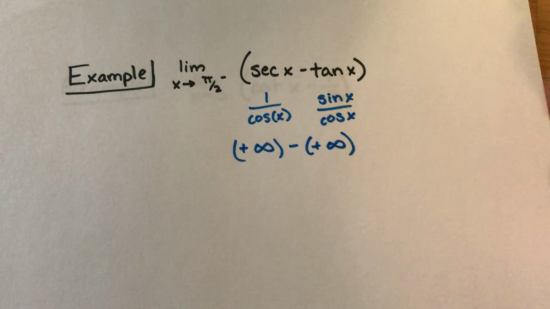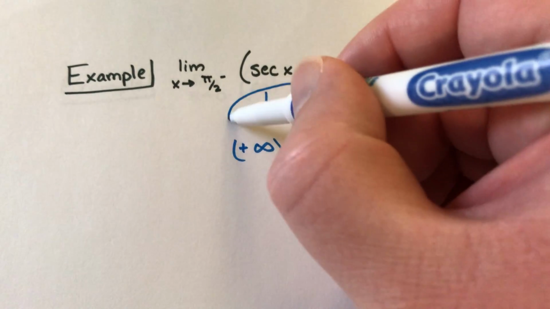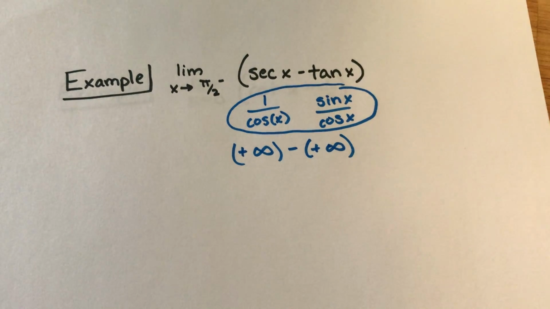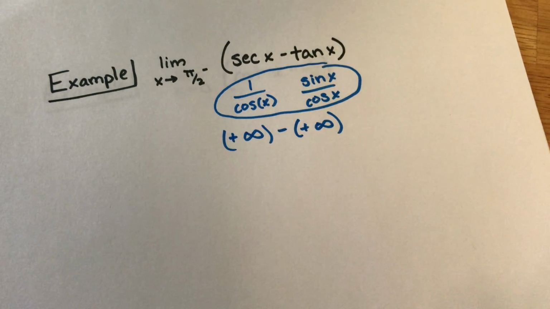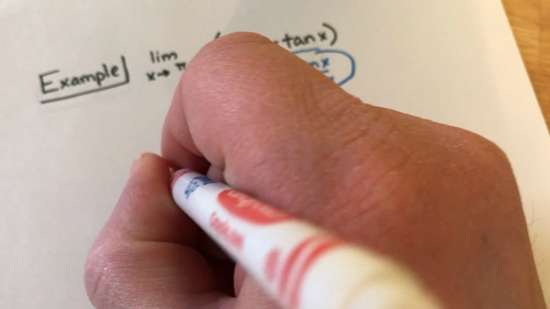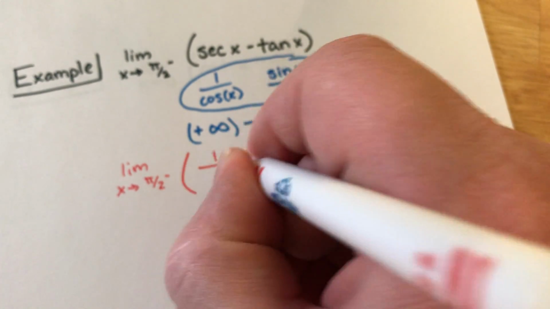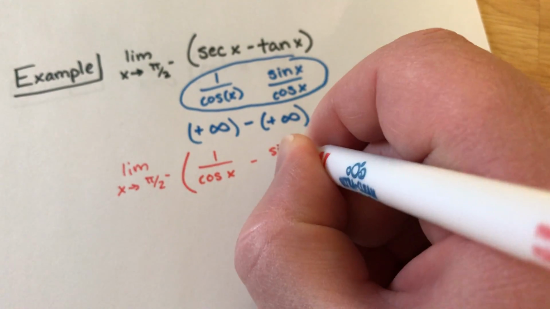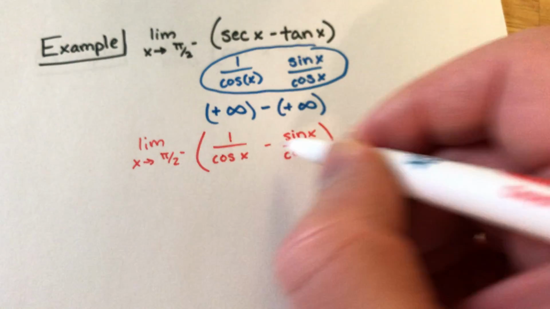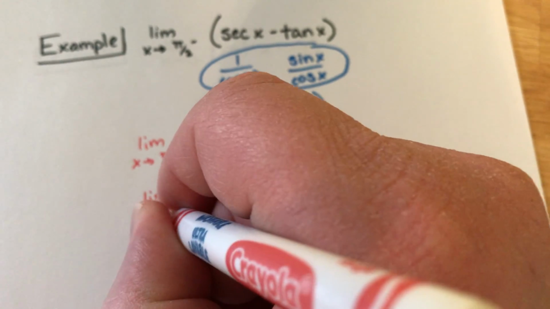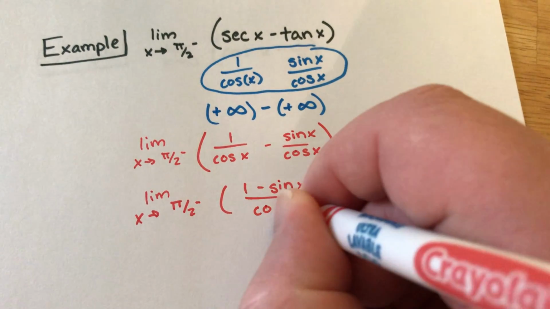But again, I mentioned before, I want to make this into a quotient, and for the most part, it's fairly obvious. I'm just going to use these trigonometric identities, the reciprocal identity and this ratio identity, to turn it into fractions. I'm going to write it as the limit as x approaches pi over 2 from the left of 1 over cosine x minus sine x over cosine x. These two already have a common denominator, so I can merge the two fractions and say that it is 1 minus sine x over cosine x.